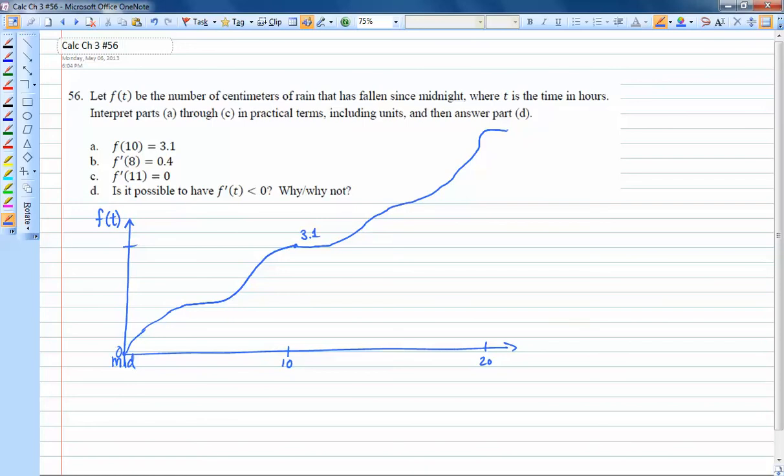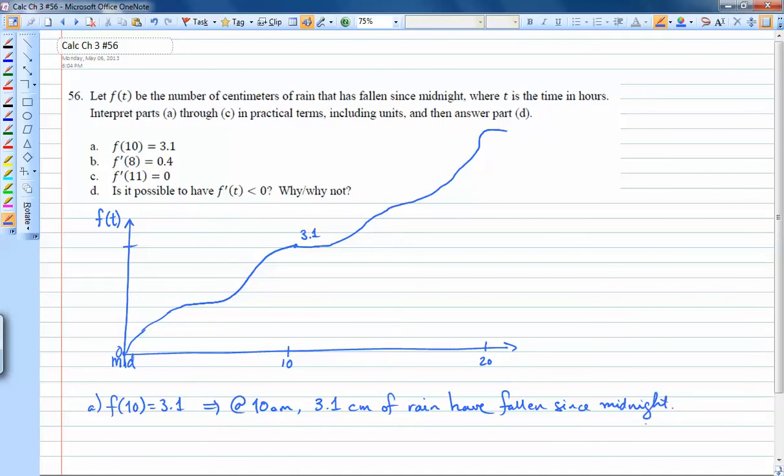So in part A here, when it says f of 10 equals 3.1, what you're saying is that at 10 a.m., and this we talked about already, at 10 a.m., 3.1 centimeters of rain have fallen since midnight. Right? That's, in fact, really all I'm doing. I'm basically just rewriting this.